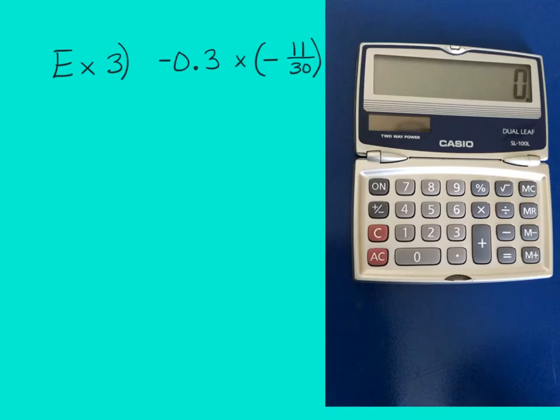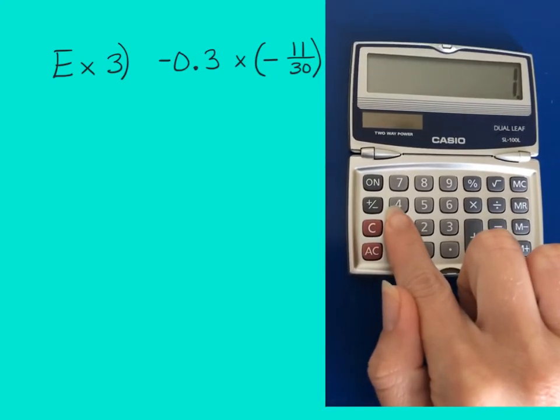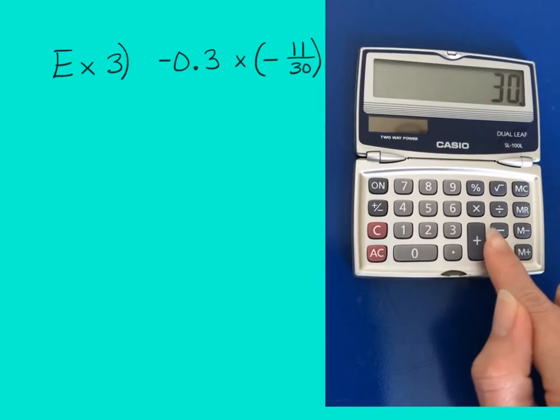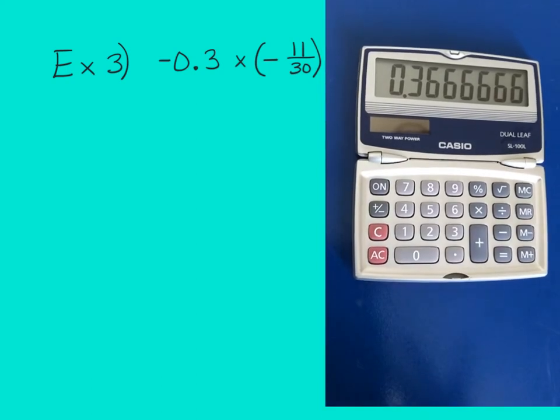I could work that out by hand and use long division and say 11 divided by 30. I'm going to show you on the calculator. All it is is dividing. 11 divided by 30 equals. And notice that the 6 repeats. So this is a repeating decimal, so I'm going to have to use fractions on this problem.